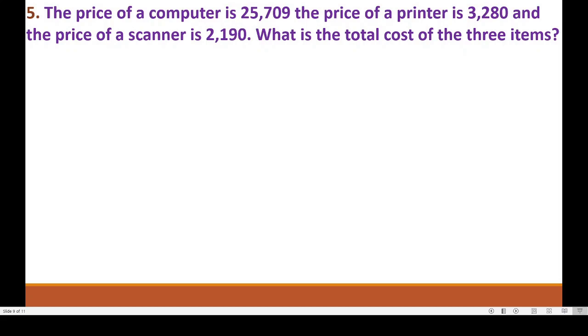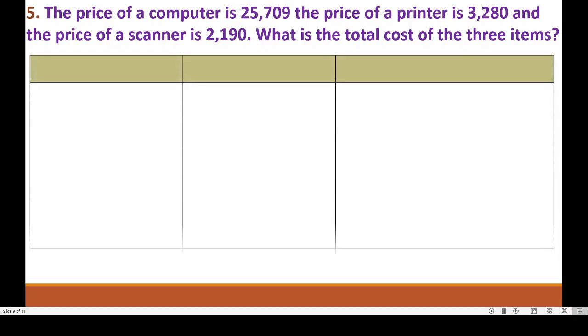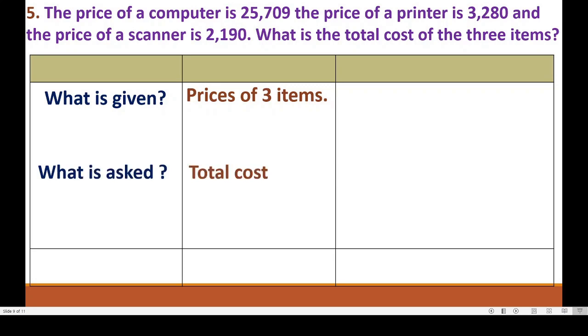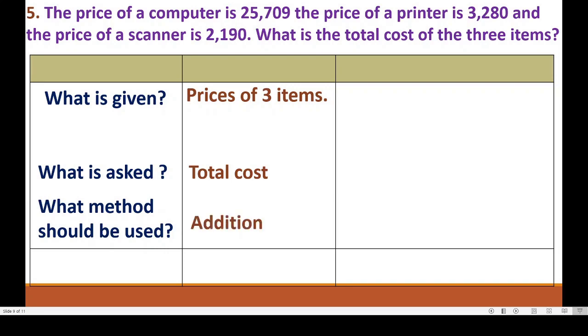This is our question. We will make a table. What is given here? Prices of 3 items, right? That is computer, printer and scanner. What is asked? Total cost of 3 items, right? Next, what method should be used here? Yes, of course, it is addition.